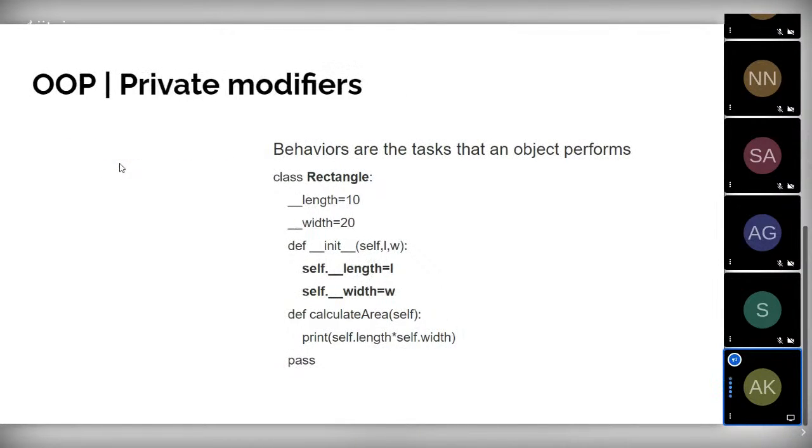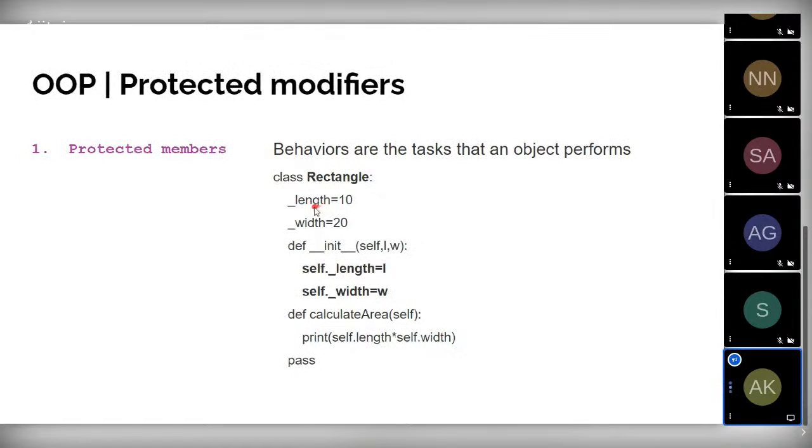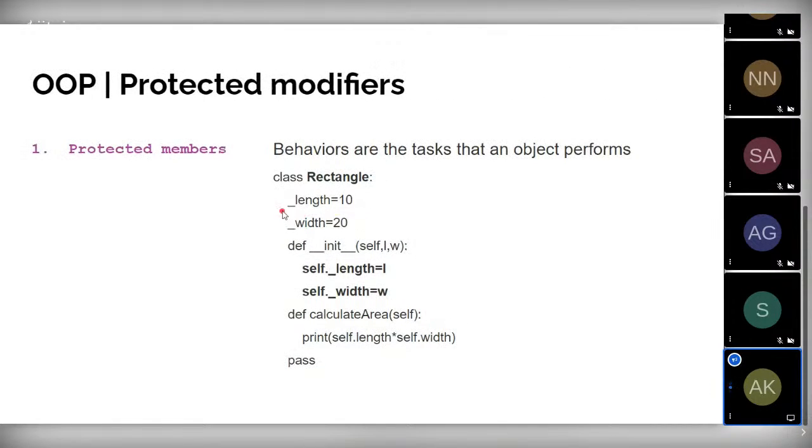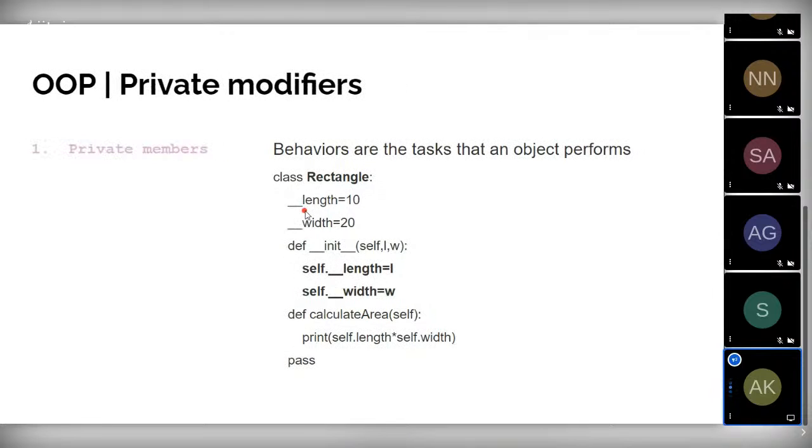I will give you the examples one by one. The syntax of protected members is that we write an underscore before the name of the variable. So I told you that we have three types of access modifiers. First is public: we simply write the name of the property, with no underscore. In case of protected members, we write a single underscore. In case of private members, we write a double underscore.